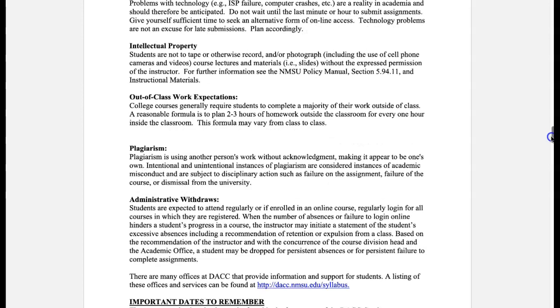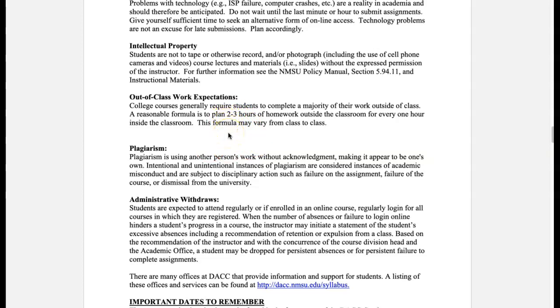Okay, so something that I should mention, especially because everything is online this semester, is that you are expected to have 2 to 3 hours of homework outside the classroom for every 1 hour inside the classroom. So just keep in mind that this class is 3 credit hours. So you're supposed to be doing maybe 6 or 9 hours of work outside of the classroom.